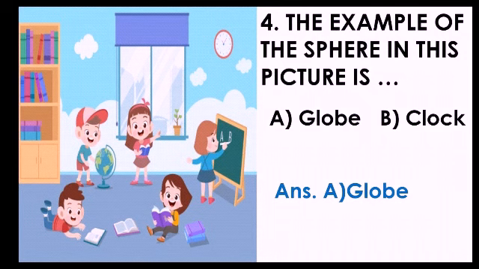The fourth question is the example of the sphere in the picture. See, in the picture there are different kinds of things. So, what are the options given? That is option A, globe, and option B, clock.